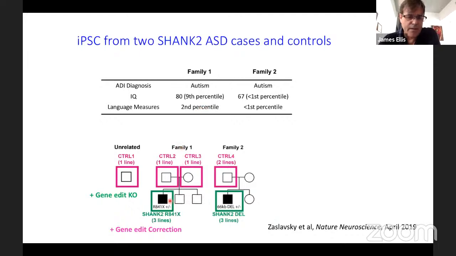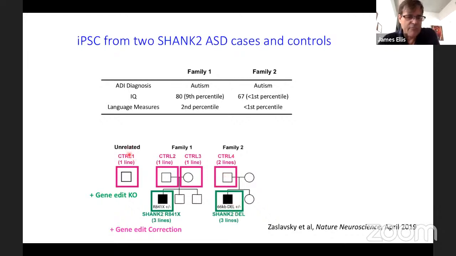So with family 1, this is a heterozygous stop mutation in SHANK2. In the proband, we made 3 IPS cell lines from this individual and an IPS cell line from each of the parents. With family 2, it's a large deletion, so essentially another null, but as a heterozygous, again, 3 lines compared to 2 lines from the father.